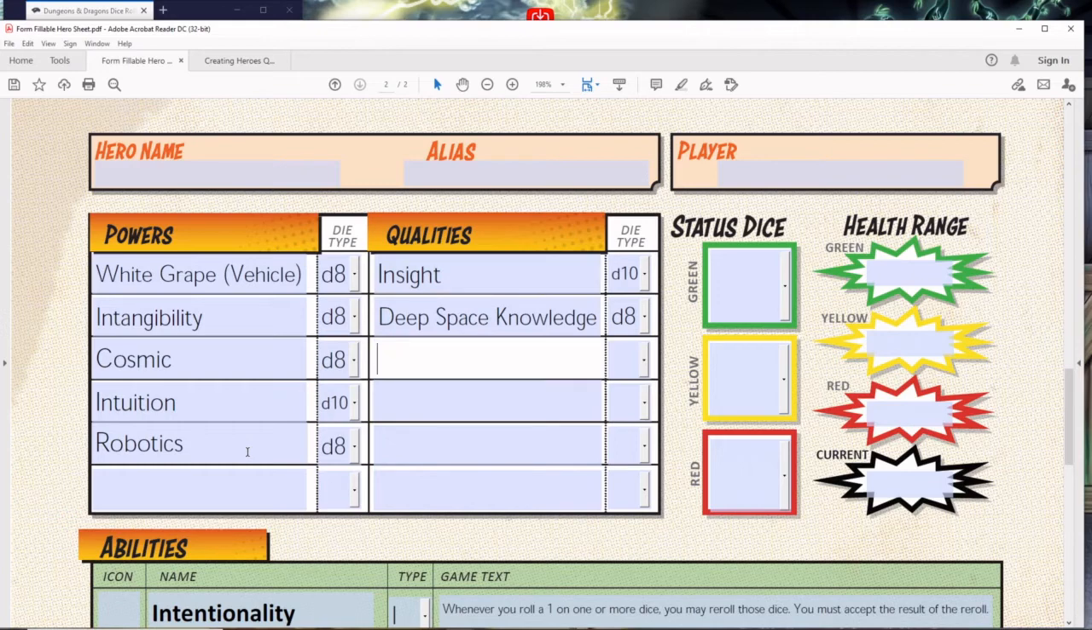And I am going to get close combat at D8, which is, D6 is good, D8 is really good, D10 is wow, and D12 is are you a god? Okay. So that is those assigned.